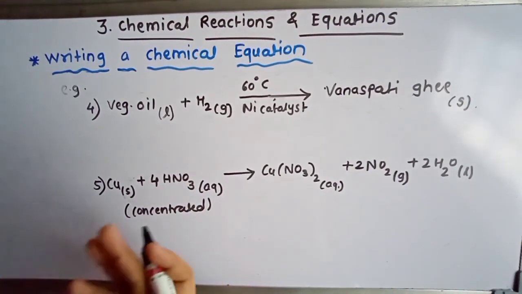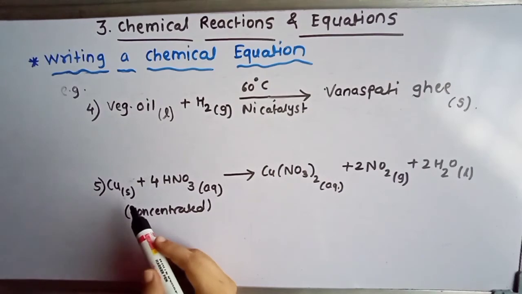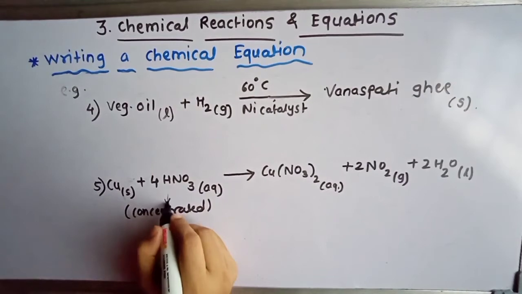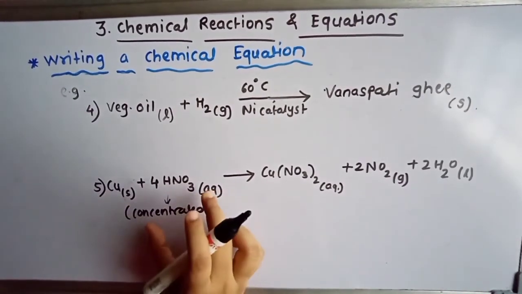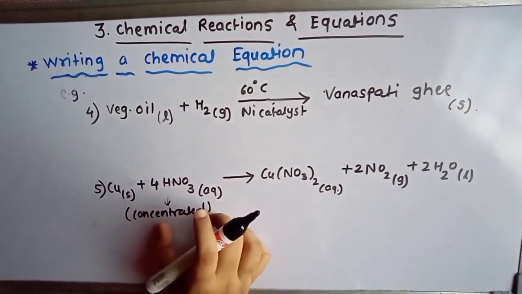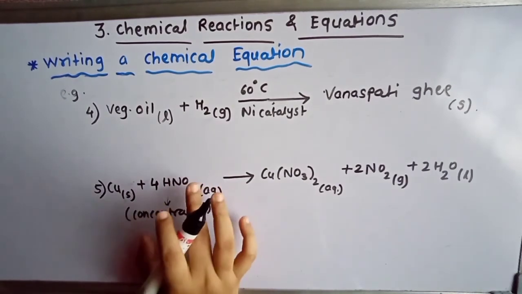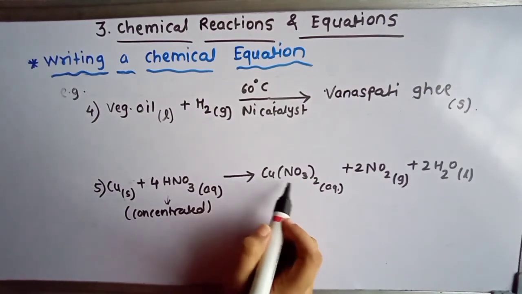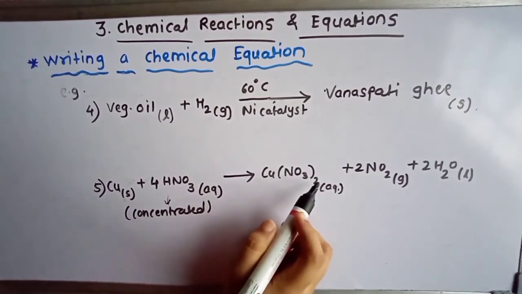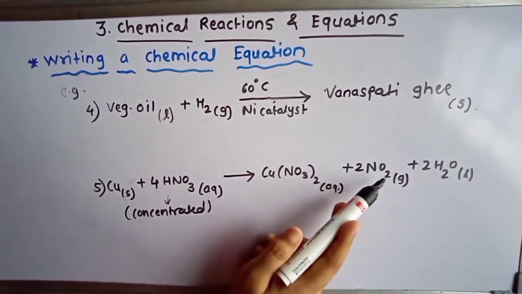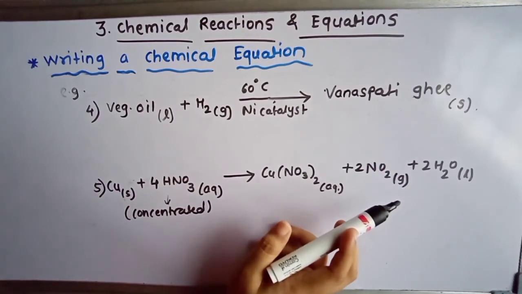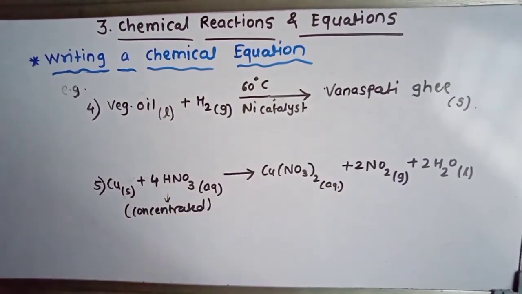So copper, see this example: copper on reaction with concentrated nitric acid, HNO3 meaning nitric acid, and it is concentrated, it is not dilute. Concentrated means the amount of acid is more than the liquid, okay. It will form Cu(NO3)2, meaning copper nitrate, and then nitrogen dioxide gas, okay. So likewise the reactions can be written.